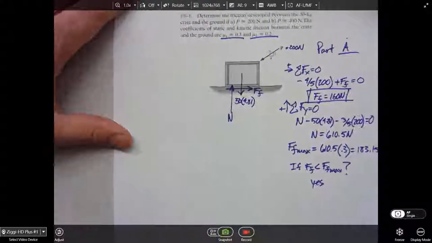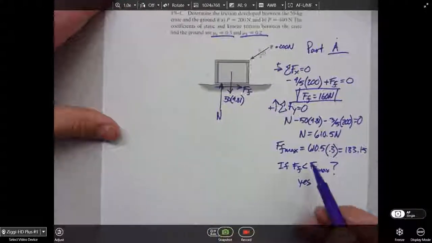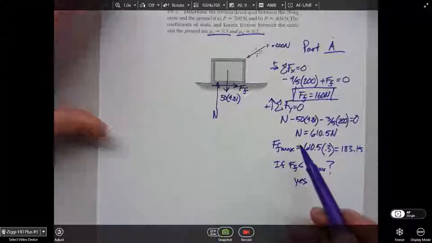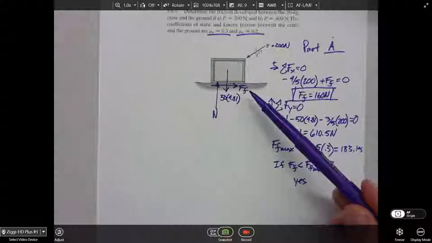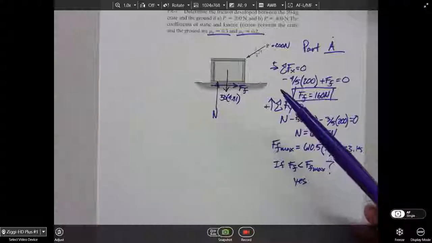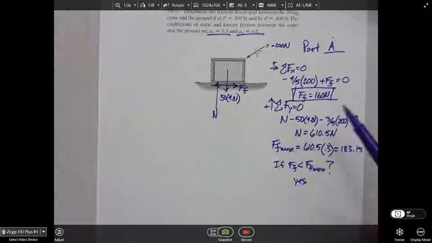Now, we have three types of problems, right? One where we don't know if it's sliding or not, the second where it's just about to slide, and the third where we know it's sliding. So this is type one. We don't know if it's sliding or not. So we assume, let's put the force of friction in there, not saying it's mu static times normal. We're just going to say it's an unknown force of friction. We solve for that and we find that it's 160 newtons.